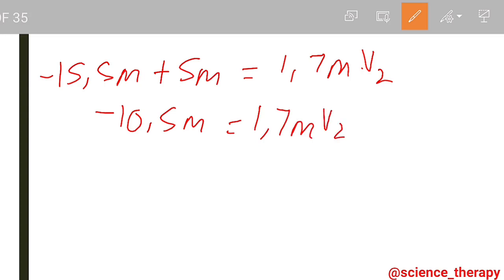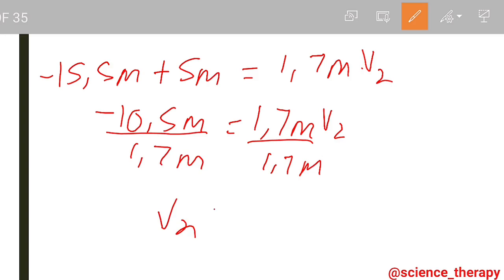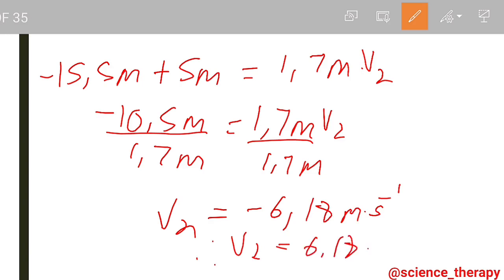So now what do we do? Divide both sides by 1.7 m. So you can see that m has now cancelled out. Then we have V2 is equal to negative 6.18 meters per second, which we conclude means that V2 is 6.18 meters per second to the west, right?